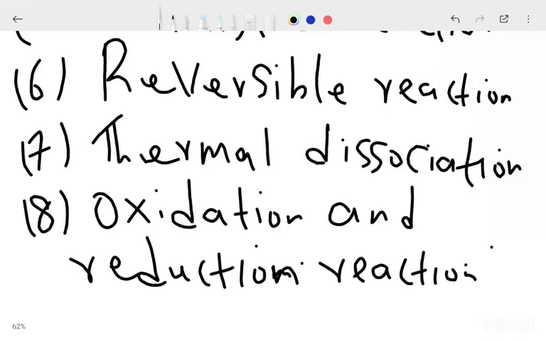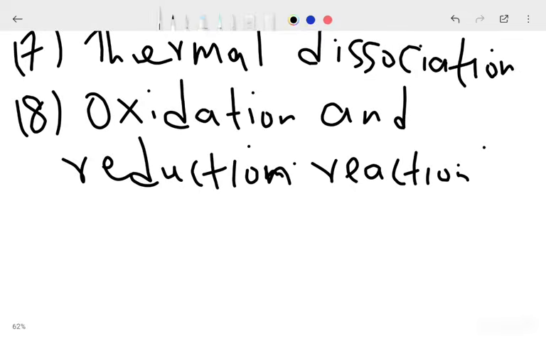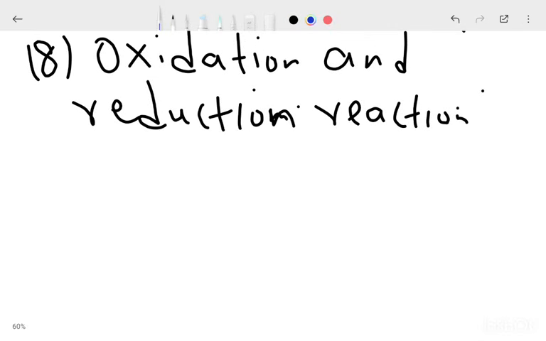So these are the types of reactions we have. Take note of them, so you can be asked which of the following is not a group of reaction, or is not a type of reaction. So take note, we have combination, decomposition, displacement, double decomposition, catalytic reaction, reversible reaction, thermal dissociation, and what? Oxidation and reduction reaction. Are you getting it? So make sure you take note of it. It's very important. Take note of them.